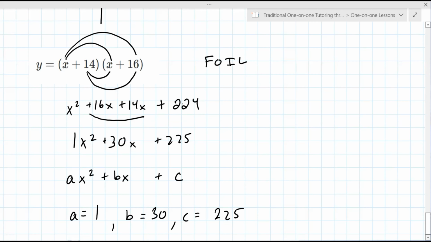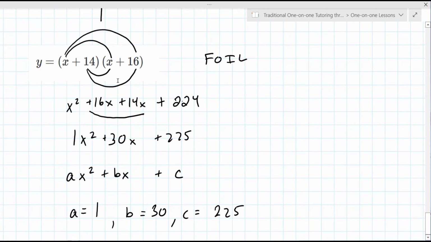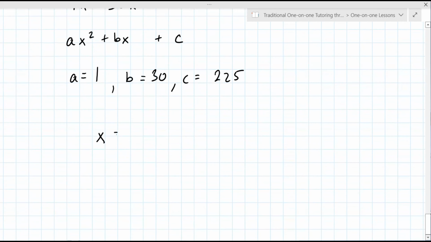Okay. Now the x coordinate of the vertex, I know we did a lot here. We're going to have to FOIL a couple of these, but the x coordinate of the vertex is minus B divided by 2A. So you take your B value. What's your B value? 30. And what's your A value? One. Okay, so you've got to be able to simplify this.